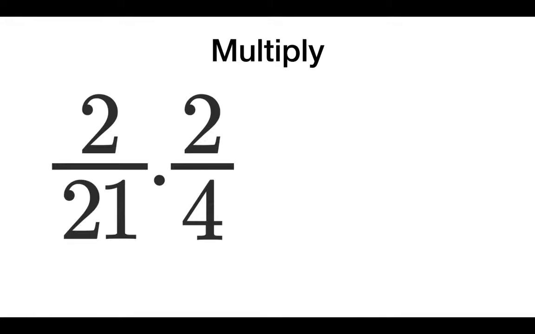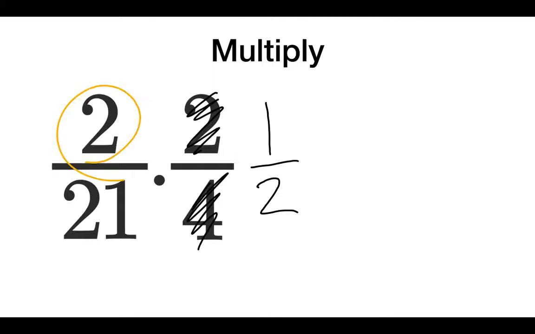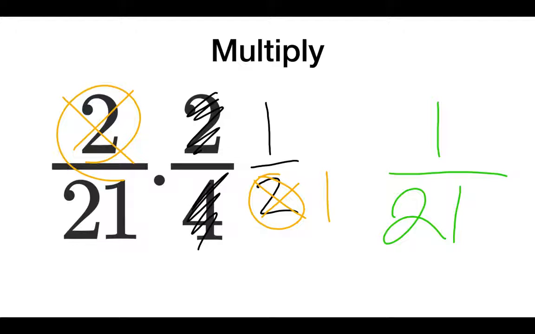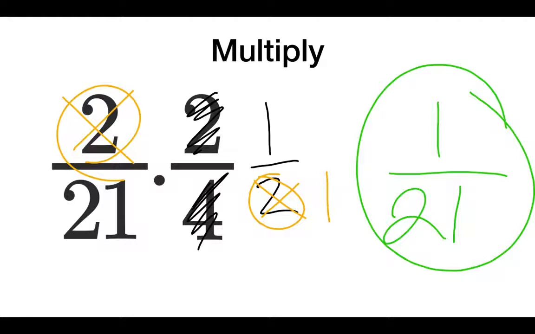So let's look at this one. If I wanted to multiply 2 over 21 times 2 over 4, the first thing I would do is change 2 over 4 to be 1 over 2. But if you look, I can actually factor this down further because anything on the top can factor out with anything on the bottom if it works. So in this case, those 2's would both cancel out to become 1. So 1 times 1 is 1, and 21 times 1 is 21. So our answer in this case would be 1 over 21.